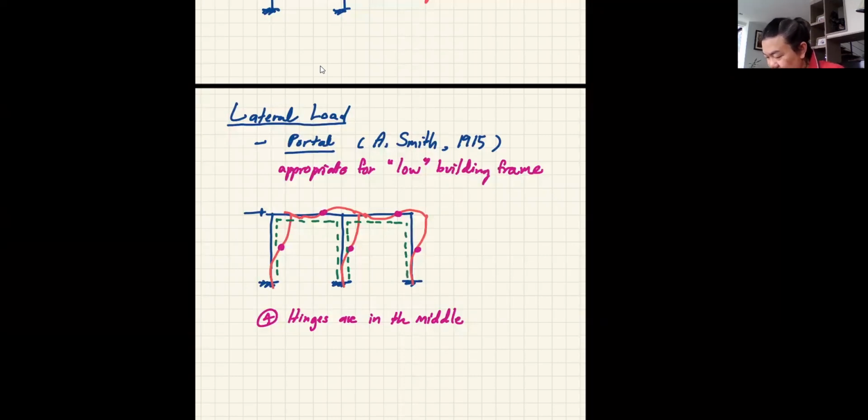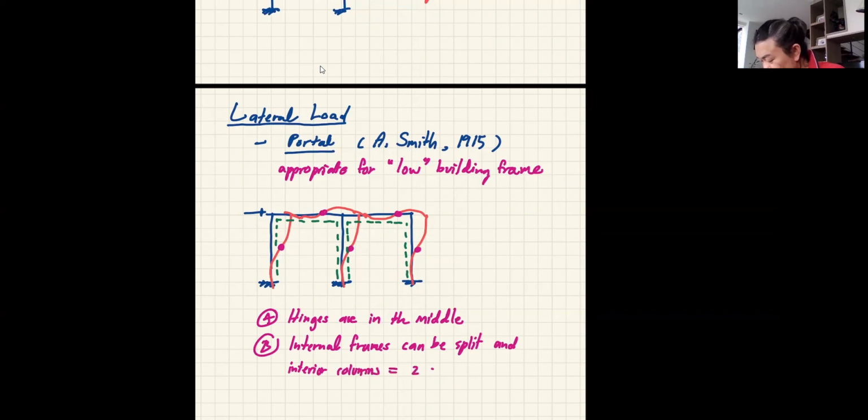And now we can say that internal frames can be split. You see, the word split doesn't change the form, right? So this is passive voice, but it's still split. And interior columns are just equal to 2 exterior columns.